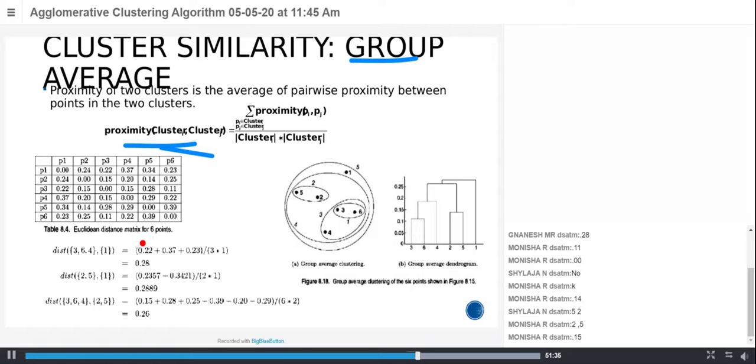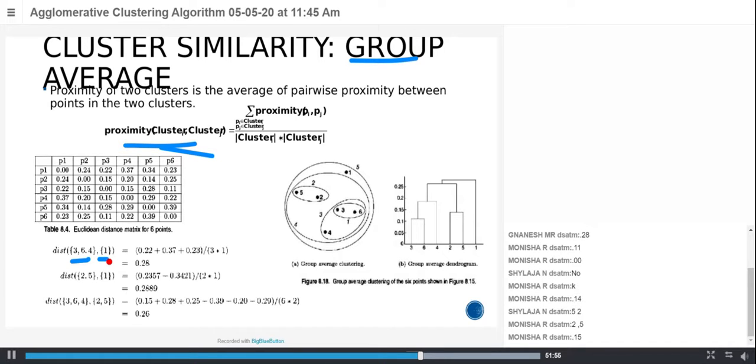Okay. So how to calculate the average distance? Let us assume I want to calculate the average distance between 3, 6, 4 and 1. Any doubt here? Okay, 3, 6, 4 and 1. I want to calculate the average distance between any two clusters, that is 3, 6, 4 and 1. How to calculate the average distance?